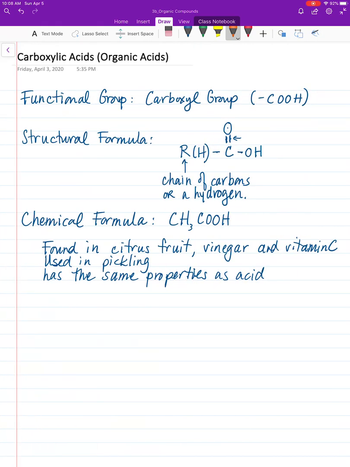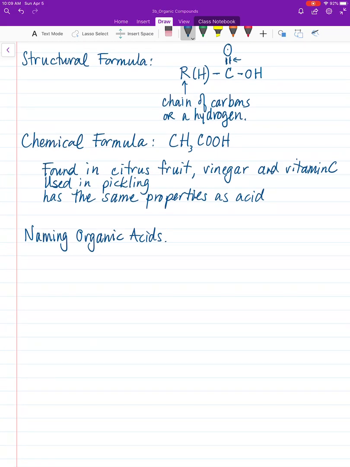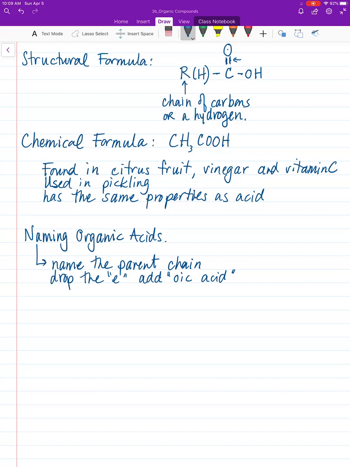Oops, wrong page. Here we go. Okay, so how do we name? Naming organic acids. Okay, so same idea as our alcohols. We're going to name the parent chain. So whatever the parent chain is, we are then going to drop the E at the end, and we are going to add oic acid. So the oic goes on the end of the parent chain, and then acid is a separate word.